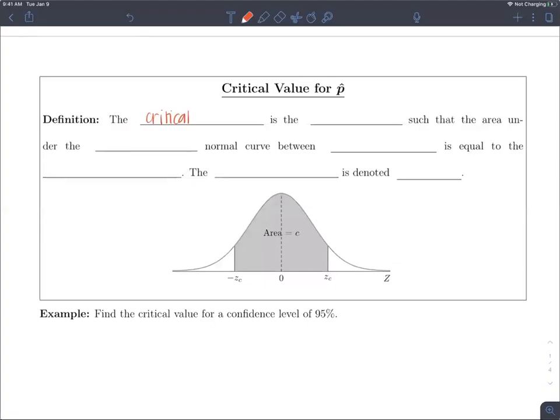Okay, so the critical value is, excuse me, it's the z-score such that the area under the standard normal curve... and so real quick, for the standard normal curve, what's the mean and the standard deviation? 0 and 1.